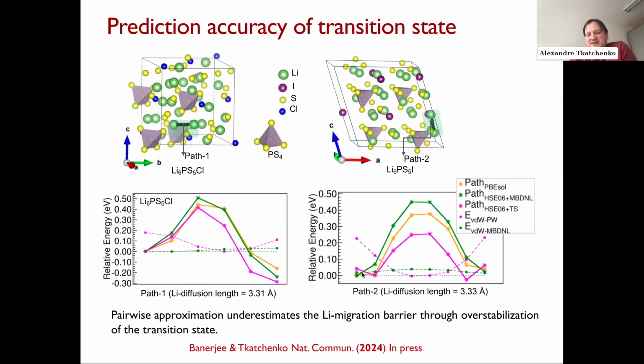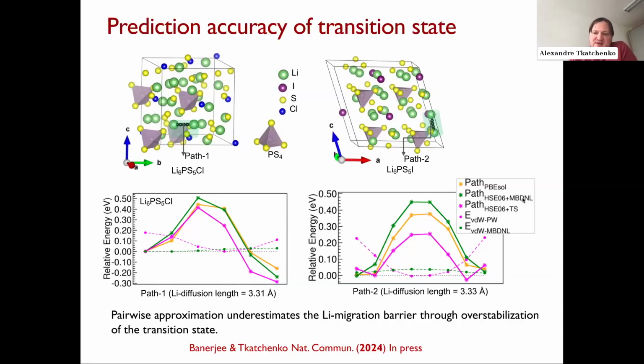And what you see is that depending on the functional, the barrier is actually quite different. In particular, if you include van der Waals interactions using the Tkatchenko-Scheffler approach, which is the pairwise approach, you see that the transition state is getting overstabilized. So the van der Waals energy is much higher in the transition state. This is the red dashed curve here, or the pink dashed curve. And for that reason, the barrier is actually very low.